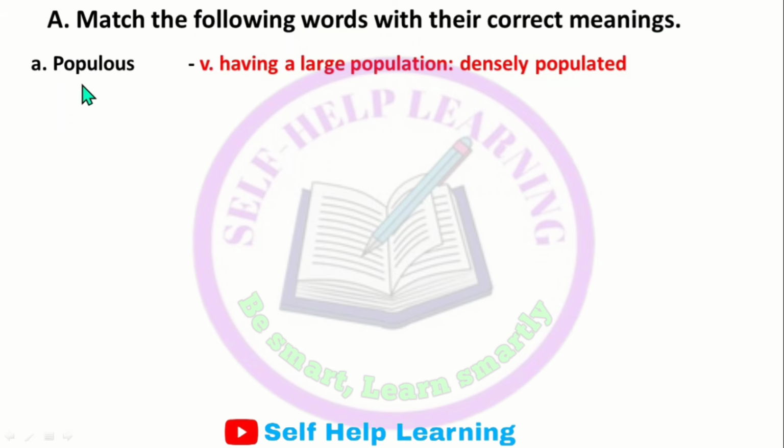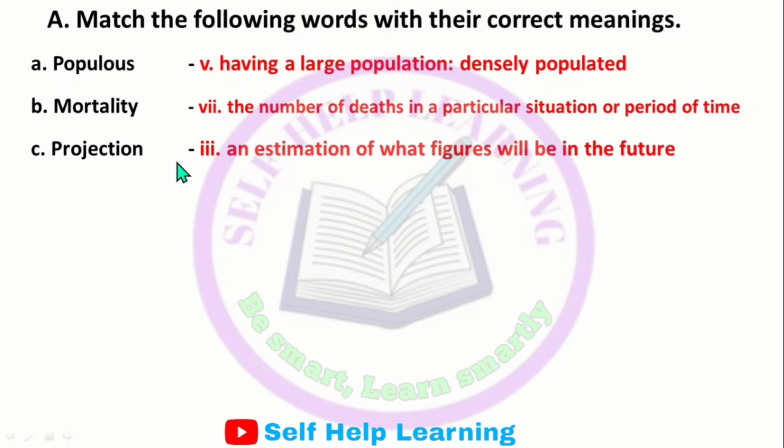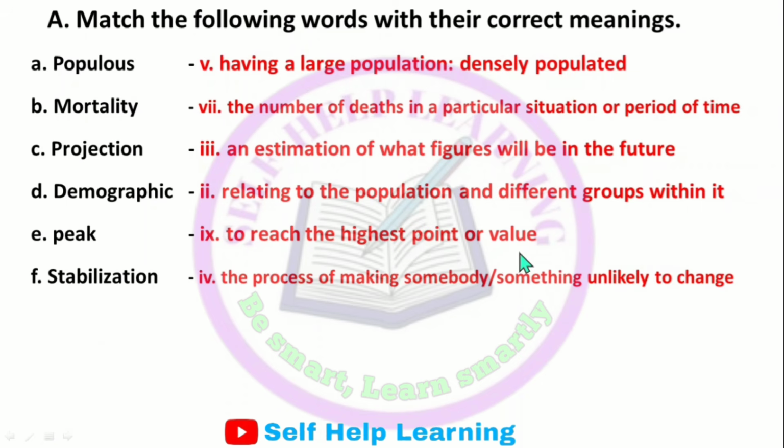First one is populous, and its meaning is having a large population, densely populated. Second, mortality, the number of deaths in a particular situation or a period of time. Projection, an estimation of what figures will be in the future. Demographic, relating to the population and different groups within it. Peak, to reach the highest point or value.